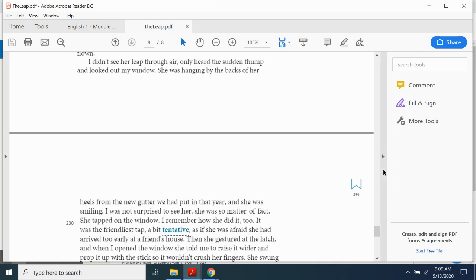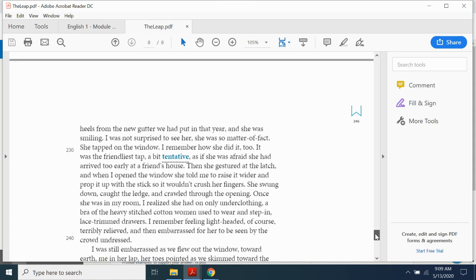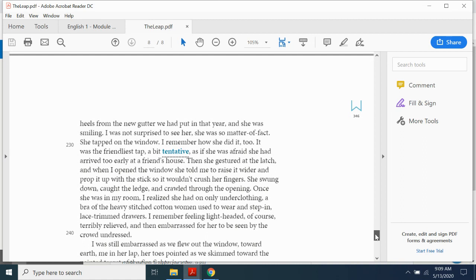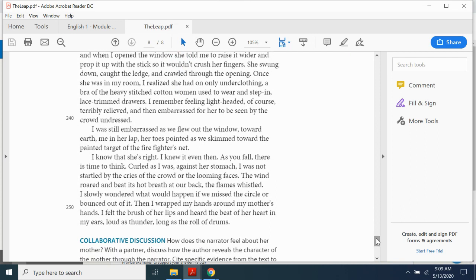It was the friendliest tap, a bit tentative, as if she was afraid she had arrived too early at her friend's house. Then she gestured at the latch, and when I opened the window, she told me to raise it wider and prop it up with the stick so it wouldn't crush her fingers. She swung down, caught the ledge, and crawled through the opening. Once she was in my room, I realized she had on only underclothing, a bra of the heavy stitched cotton women used to wear and step-in, laced from drawers. I remember feeling lightheaded, of course, terribly relieved, and then embarrassed for her to be seen by the crowd undressed. I was still embarrassed as we flew out the window toward Earth, me in her lap, her toes pointed as we skimmed toward the painted target of the firefighter's net.